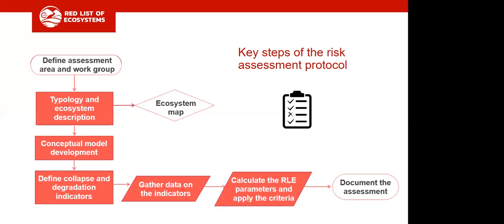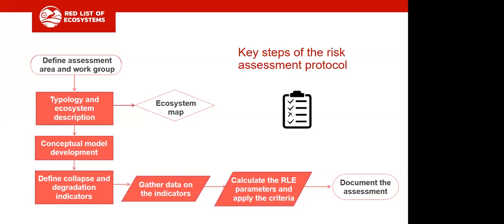Once we have that clear, the next step, I'm presenting this in a very straightforward order. It's not always this organized, and that's fine. But in an ideal world, we define the units, we define the working group, and then we work on defining which ecosystem typology we're using. So how are we defining those ecosystems, given the lack of a universally accepted ecosystem typology? But more on that later. So what classification system are we using? What are those units? How do we define them?